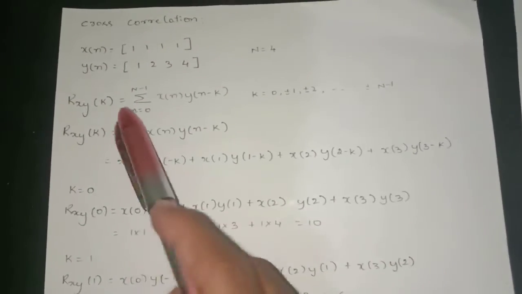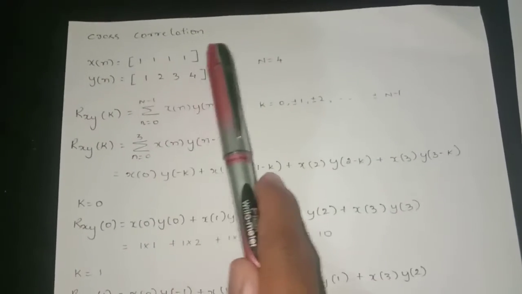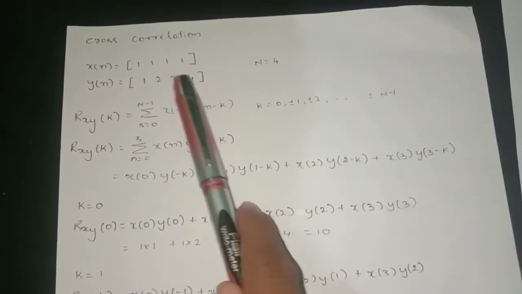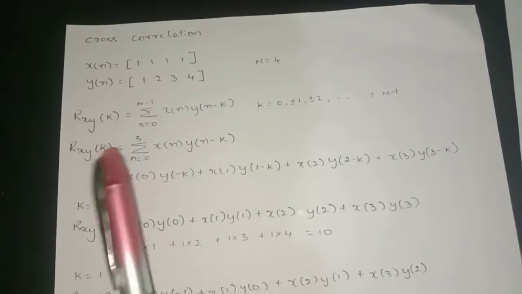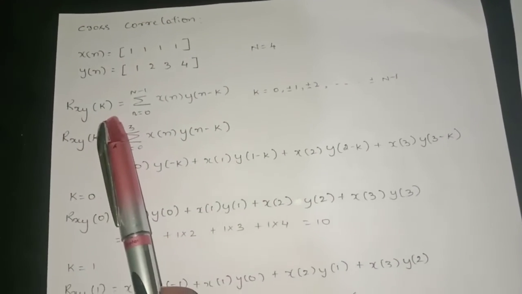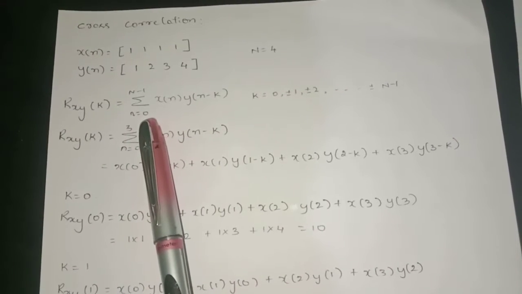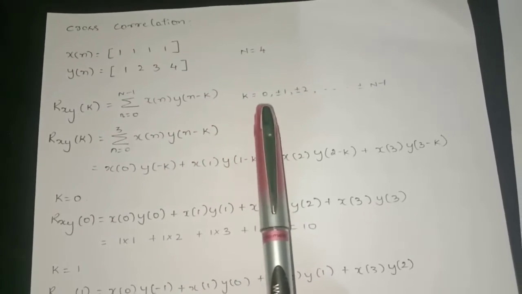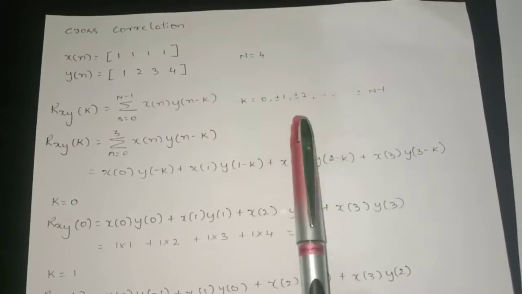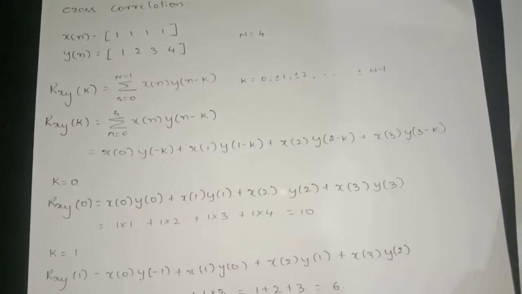So here the two input sequences I have taken are x of n and y of n, that is 1 1 1 1 and 1 2 3 4. As the samples are 4, n equals 4. Then the formula for Rxy of k, that is the cross correlation, goes like this: summation n ranging from 0 to n minus 1, x of n, y of n minus k, where k ranges from 0, plus or minus 1, plus or minus 2 to plus or minus n minus 1.